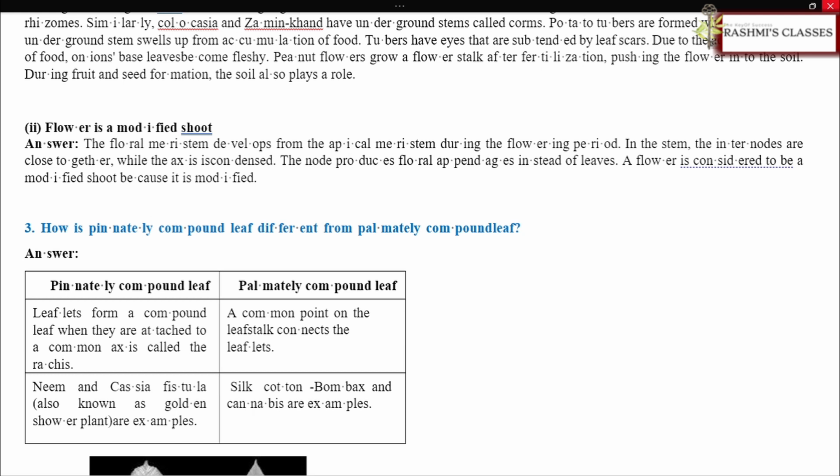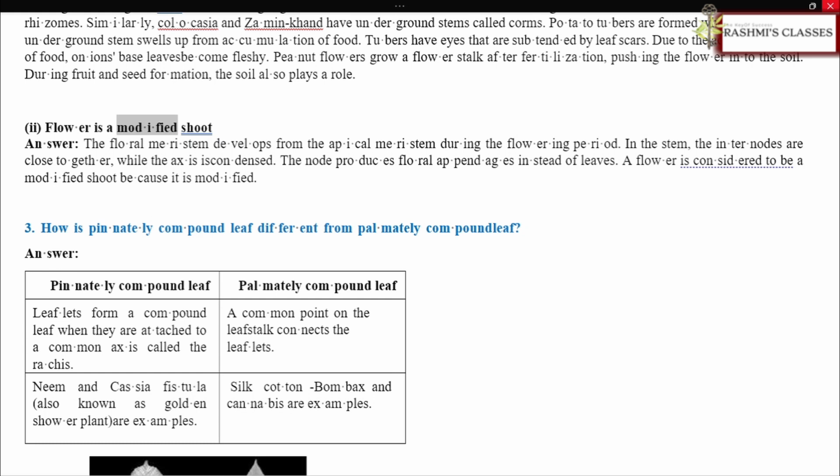Due to the accumulation of food, onions' base leaves become fleshy. In peanut, after fertilization the flower grows a flower stalk, pushing the flower into the soil. During fruit and seed formation, the soil also plays a role.